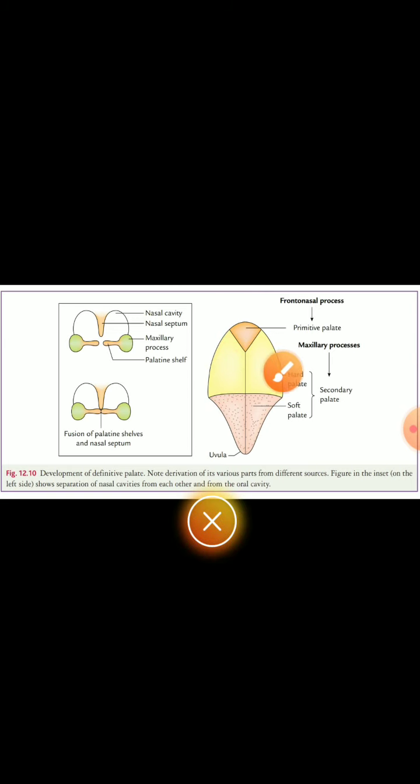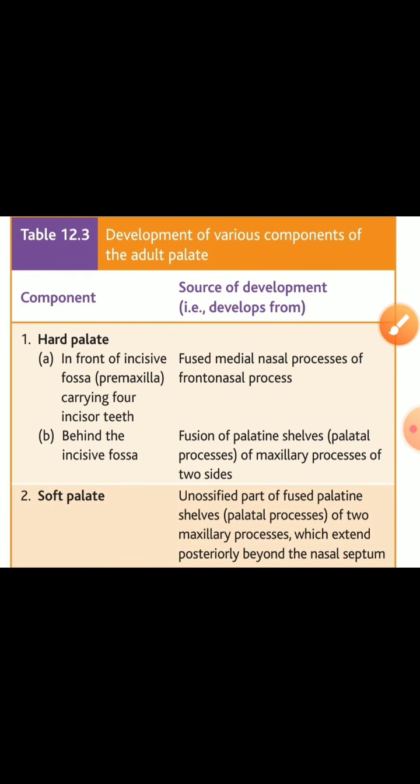The anterior part becomes ossified to form the hard palate, and the posterior part is the soft palate. It doesn't get ossified. So the hard palate with the soft palate forms the secondary palate, and the intermaxillary process which forms a triangular shaped anterior part of the palate is called the primitive palate. So this is how things go. Now we'll see development of various components of the adult palate. As I said before, there are two palates, hard palate and soft palate.